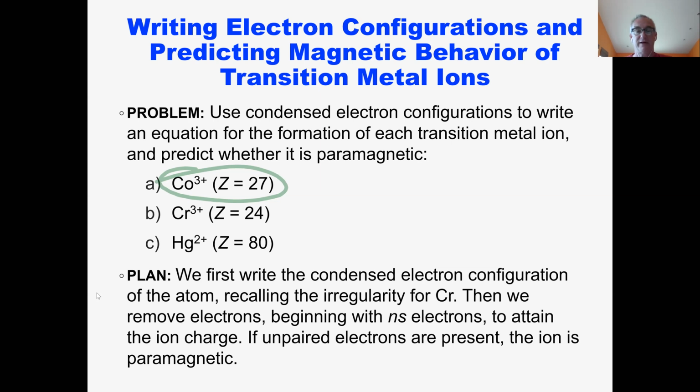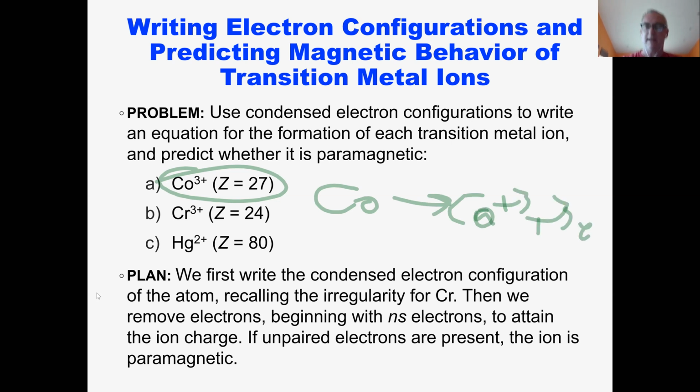Oh man, everyone's tuning out already. How many? 24. 24, yeah. Because let's look at this. This is the reaction. Cobalt goes to cobalt-3 plus 3 electrons. So it's lost those 3 electrons. So it started with 27 and now it has 24.